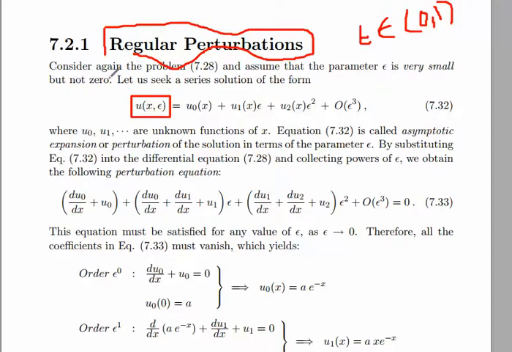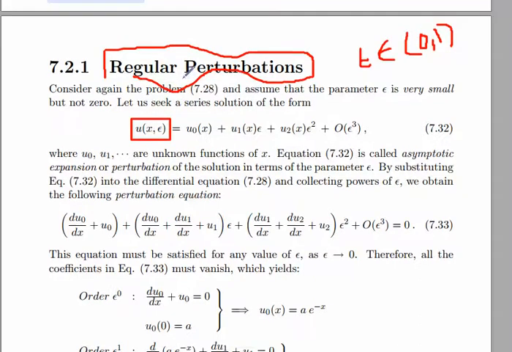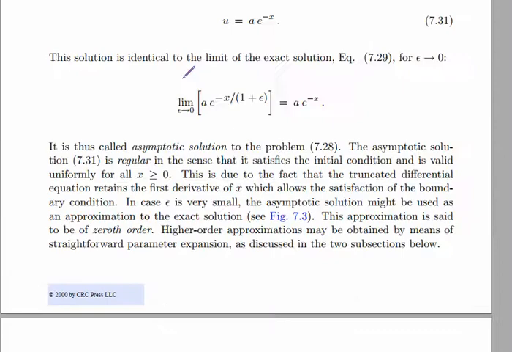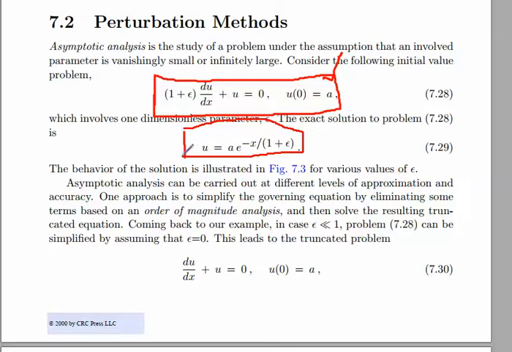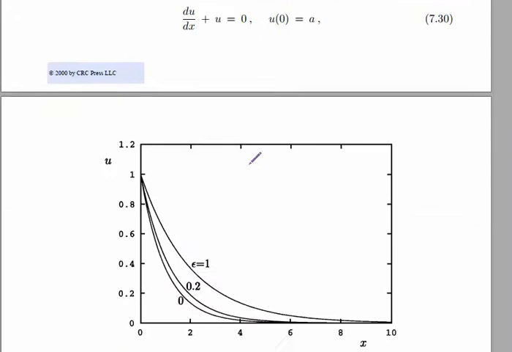Consider the problem we are considering here, equation 7.28 in this book, this one exactly. This is an ODE, du/dx plus u is equal to 0, and this is the boundary condition for this ODE, and this is exactly the exact solution for this ODE. So we are trying to solve this problem using the perturbation method.